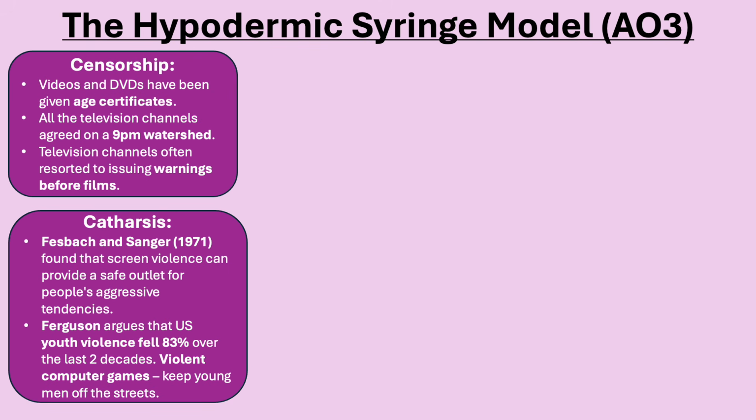Then we have catharsis. Feshbach and Singer found that screen violence can provide a safe outlet for people's aggressive tendencies. Ferguson argues that US youth violence fell 83% over the last 2 decades. Violent computer games keep young men off the streets.